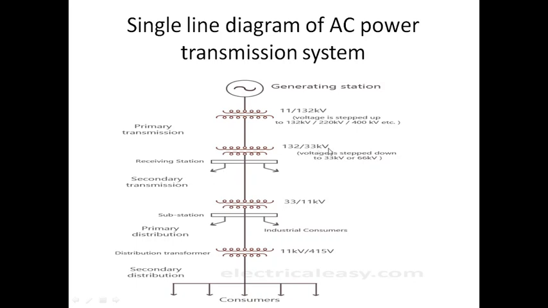So 132 kV is getting reduced. Voltage is stepped down to 33 kV or 66 kilovolt. Then again it is given to the distribution station, the primary distribution station. Again it will have 33 kV or 11 kV.